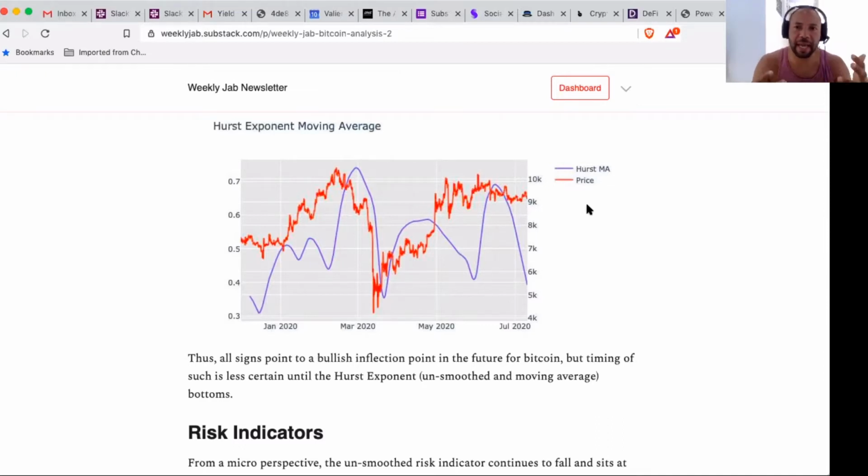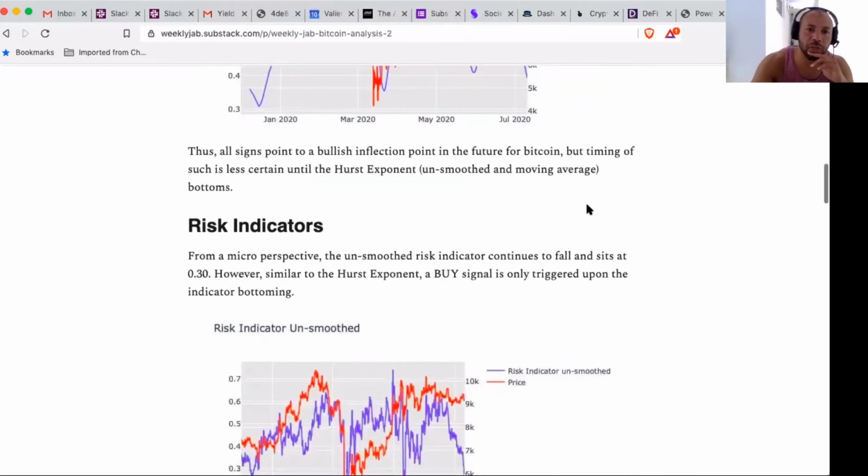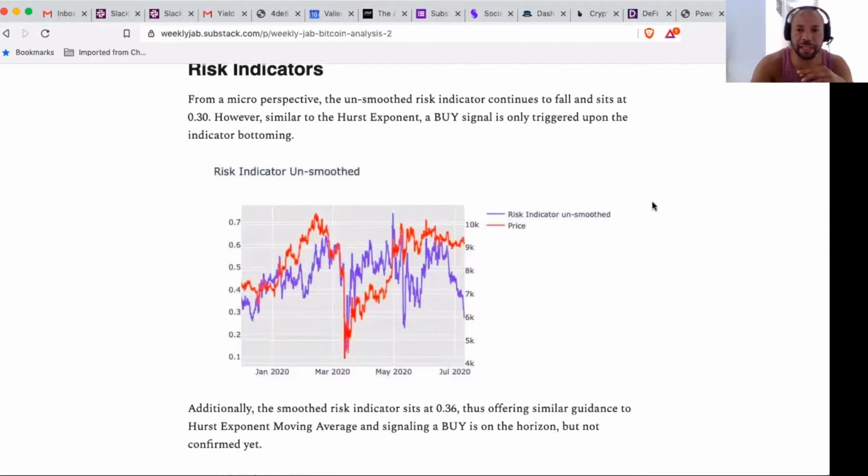So you're not saying, well, maybe it's time to get in. So again, 0.39, good. Still needs to fall a little bit further. And even if it does fall beneath 0.35, it still needs to bottom, very similar to the unsmooth version of the Hurst exponent. So moving on to the risk indicator cousins.